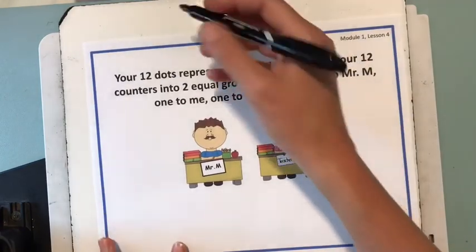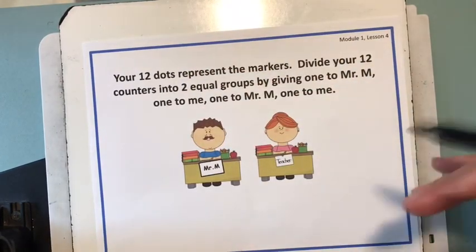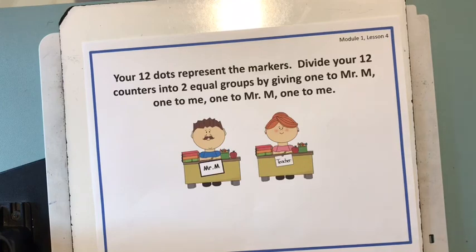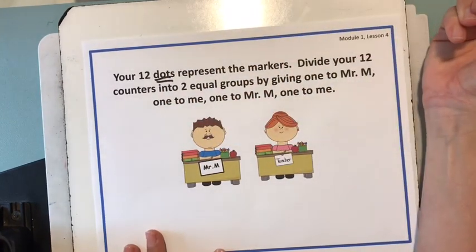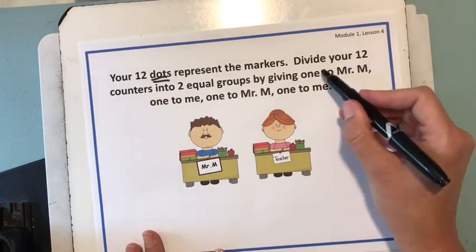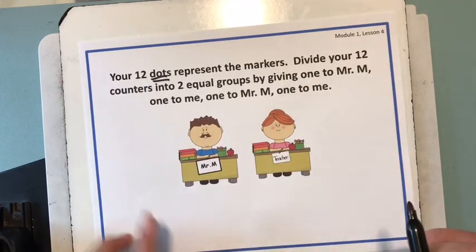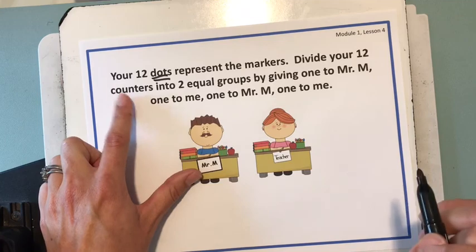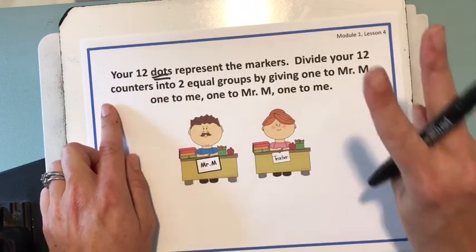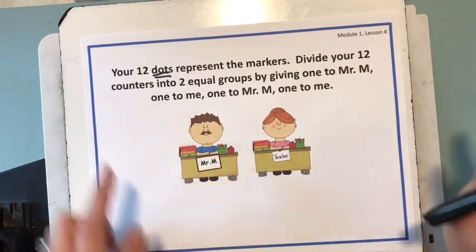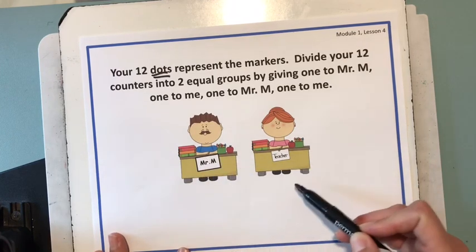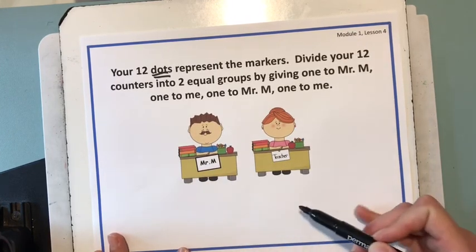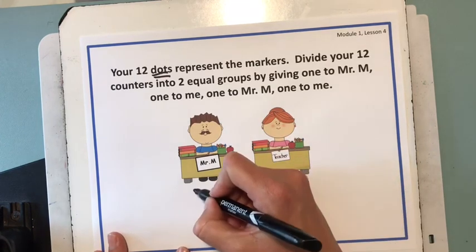To figure out how many markers I have now that he gave me, I'm going to use dots to represent the markers, okay? I know that I'm dividing 12 markers, or 12 dots, into 2 equal groups by giving one to Mr. Moore and one to me. One to him, one to me. So let's start counting until we get to 12.